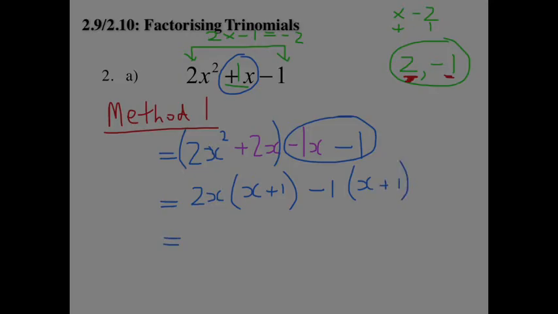Now when I look at the question, I have a common bracket. There's my minus sign separating my first term and my second term. The common bracket is x plus 1, and the leftovers are 2x take 1. So there's method 1, using grouping in pairs. Let's use method 2 now.